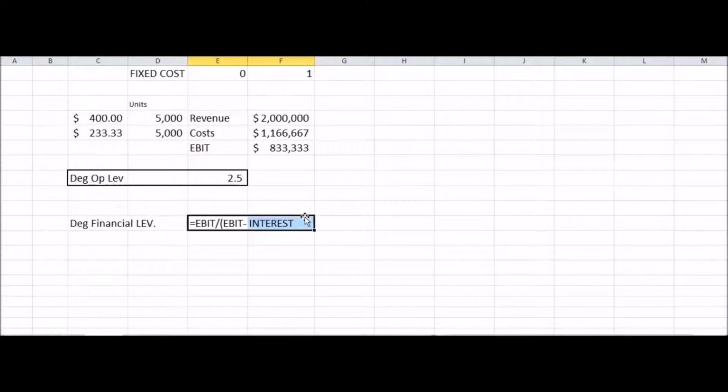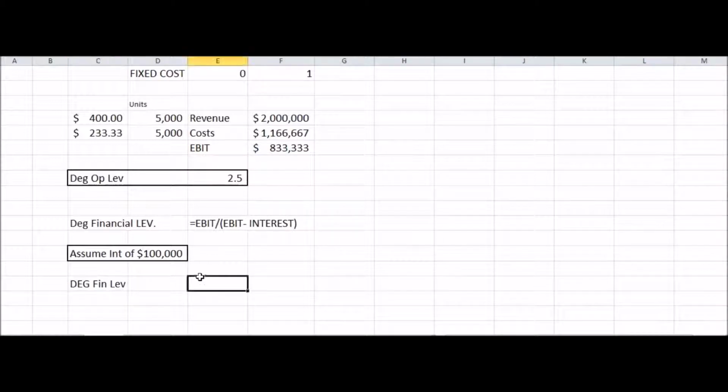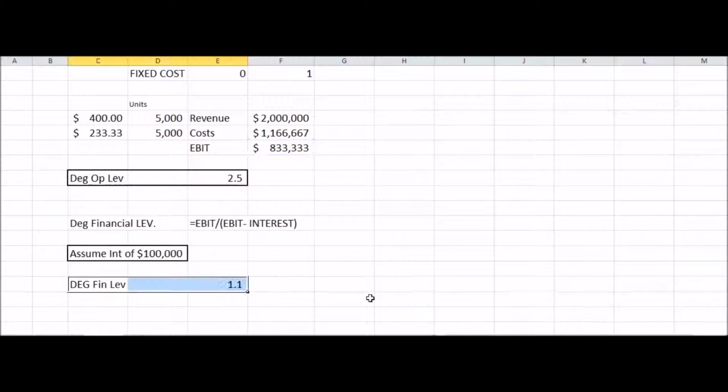In this case, the degree of financial leverage is equal to earnings before interest and taxes divided by the earnings before interest and taxes less interest. If we had no interest, we would have a leverage of 1. Let's assume an interest of $100,000, so the calculation of degree of financial leverage would be equal to my earnings before interest and taxes divided by my earnings before interest and taxes minus the $100,000, for a degree of financial leverage of 1.1.